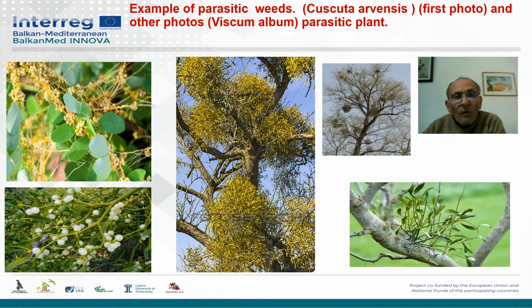As I mentioned before, the third group of the weeds are the parasitic weeds. We have here Cuscuta arvensis, the first photo, and another photo, Viscum album, parasitic plants. In some conditions, such kind of weeds make big damage. For example, Cuscuta arvensis is always present in alfalfa and in vegetables, especially in primitive agriculture.